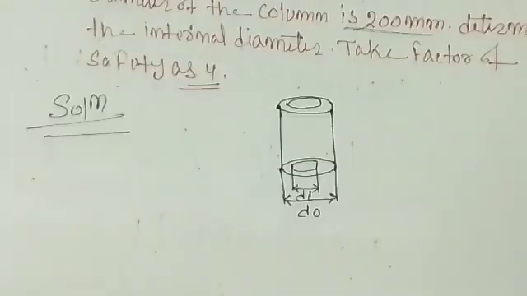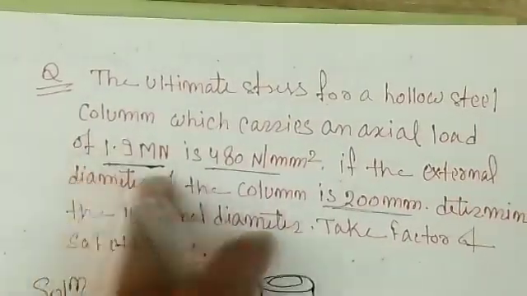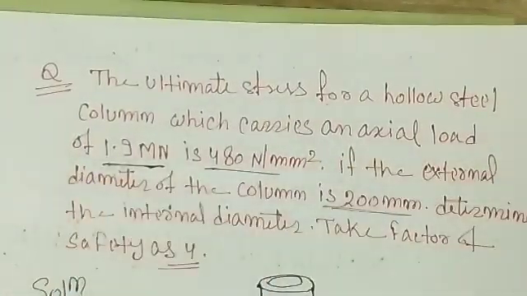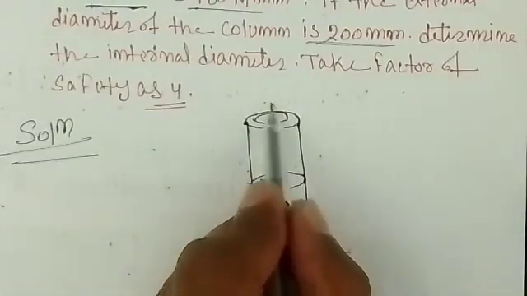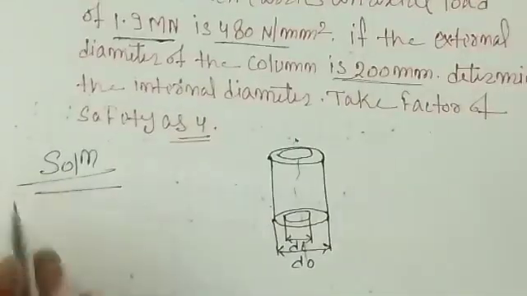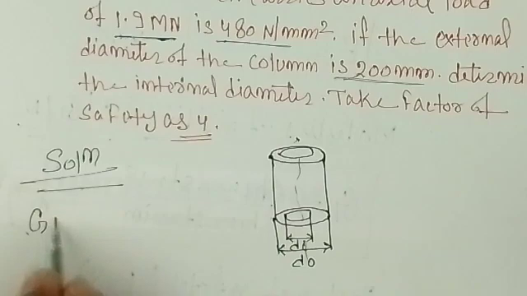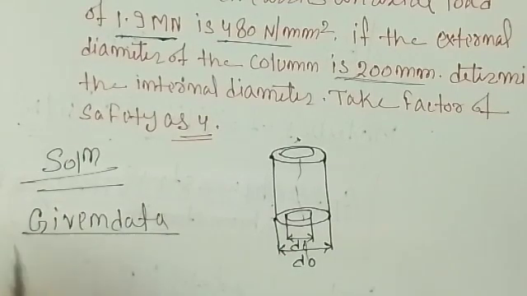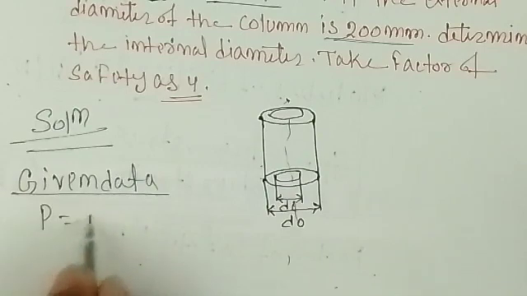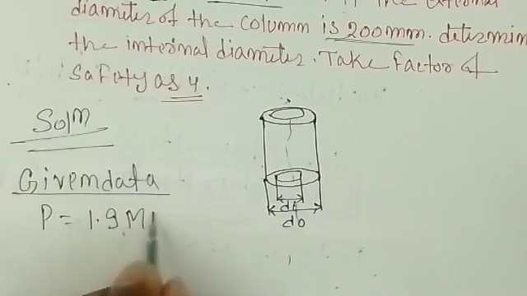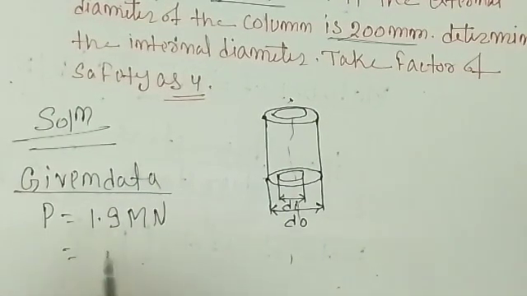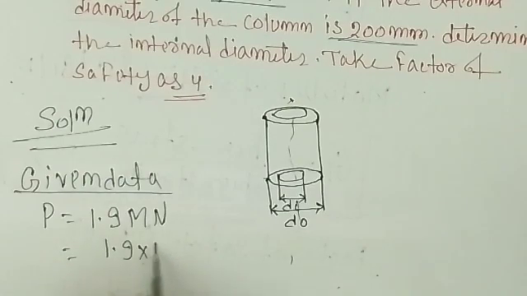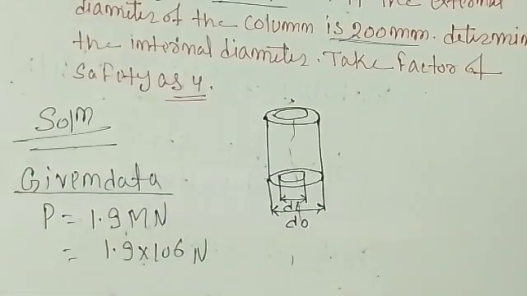Now what data is given to you? The axial load is 1.9 meganewton. Axial means along the axis, right? So let's say the given data is that P is equal to 1.9 meganewton. Mega means 1.9 into 10 to the power of 6 Newton, right?